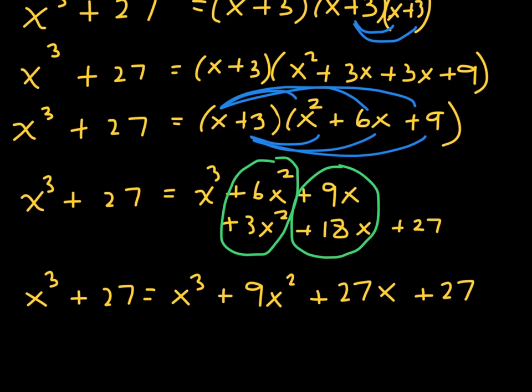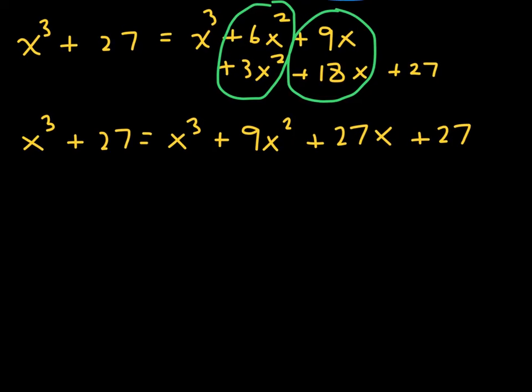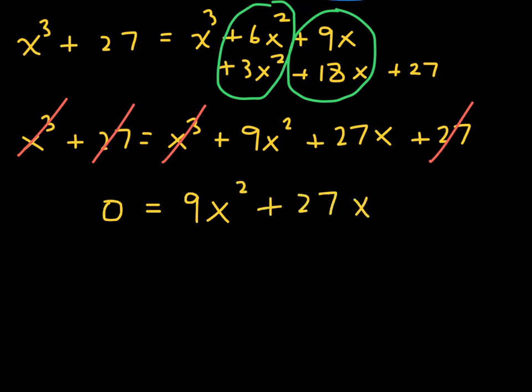Now, this equation happens to be cubic at the moment. However, notice that x cubed on the left and x cubed on the right, and 27 on the left and 27 on the right, they all cancel each other out. All you're left with on the left is 0, and on the right is 9x squared plus 27x, which happens to be quadratic. In the previous example, we said let's try factoring whenever you have something quadratic. Well, we said set it equal to 0. This is already set equal to 0. And then factor. The GCF here is 9x, leaving you with x plus 3, right?